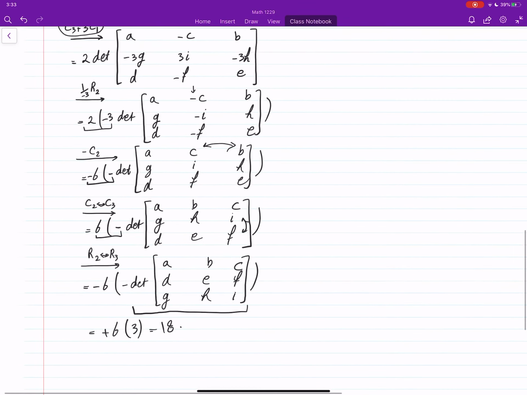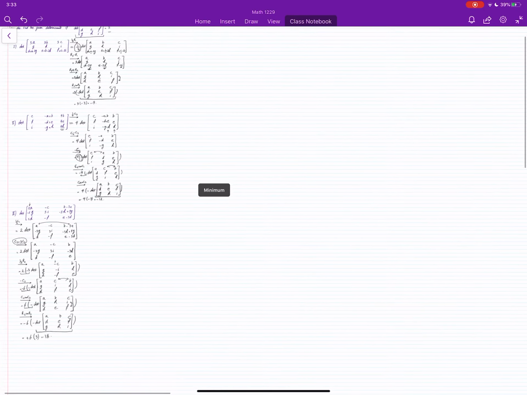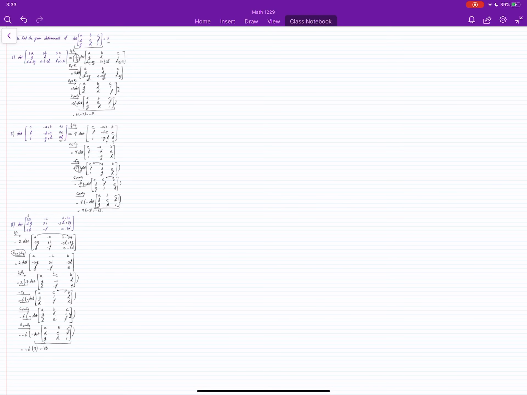So you have to be able to see what kind of operations you need to turn the given matrices back into the original form, and then track all the steps, how these steps change the determinant.